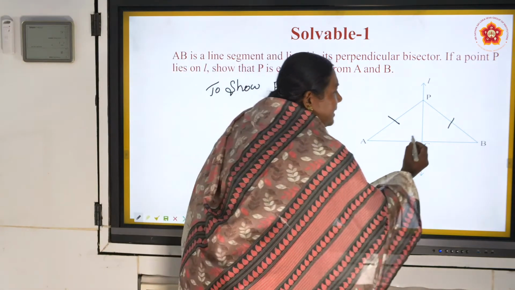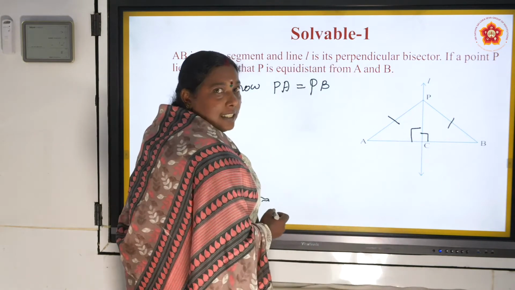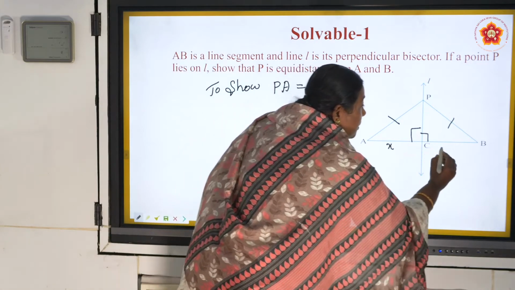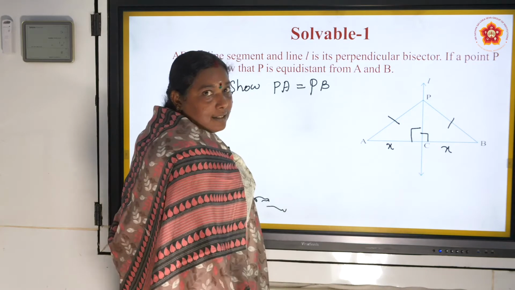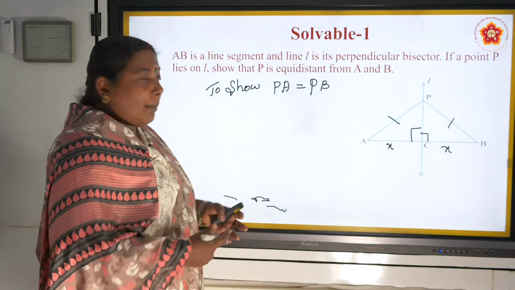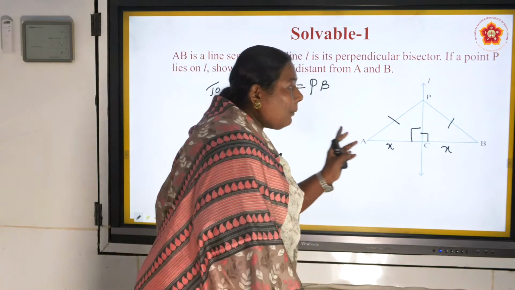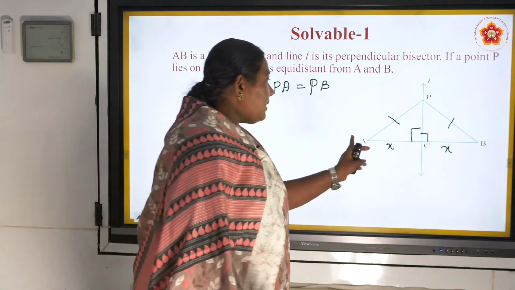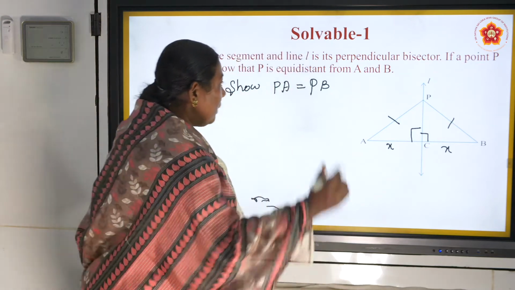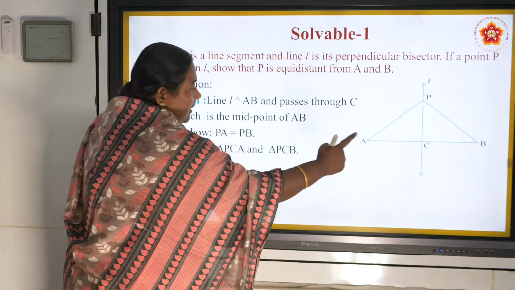Since it is a perpendicular bisector, here also 90 degrees, here also 90 degrees. And it is a bisector, so if this is X, this will also be X. Now, I need a triangle to apply this, no? Am I seeing a triangle here? Two triangles or three triangles? One big triangle APB and two small triangles APC and BPC. Is it right? Now, let us take the two small triangles PCA and PCB.